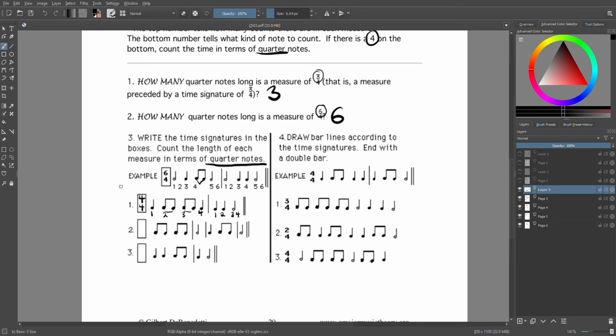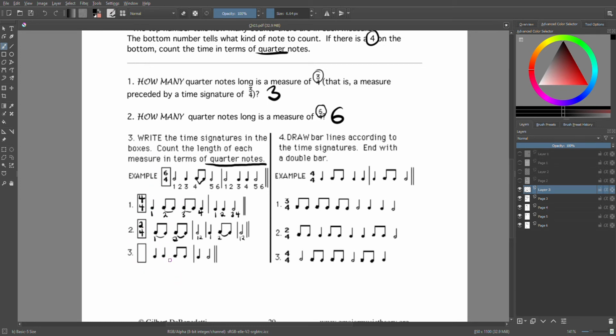Let's take a look at number 2. We have 1, 2, okay, bar line, 1 and 2, okay, 1, 2, bar line, 1, 2, and double bar line, we're stopping. So we have 2 beats in each measure. So we have 2 up at the top, still 4 on the bottom. 4 is always going to be on the bottom right now.